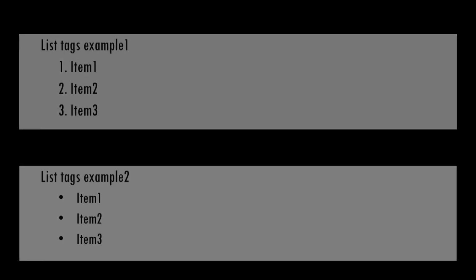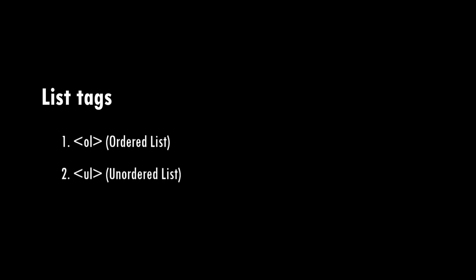In your browser, you may find this type of content. Commonly, it's created with list tags. Not all the time, but mostly. List tags. HTML list tags are used to create lists on web pages. There are three types of lists in HTML: OL or ordered list, UL or unordered list, DL or description list.